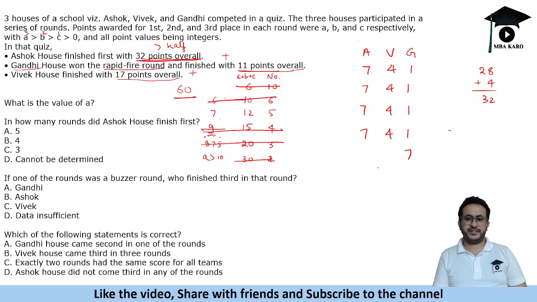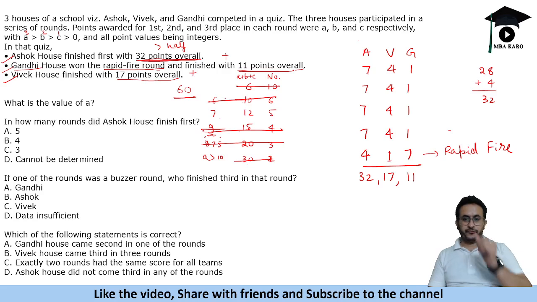So if it wins this round, it will end up with 11 points. Okay, 4 rounds, 4 points, and in the 5th round they score 7 points. And if they get 4 points here, they will end up with 32, and if they win 1 point here, they will end up with 17. So all things match. 32, 11, 17, they are the winners of this rapid fire round. So this is called the rapid fire round.